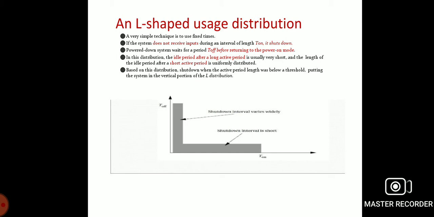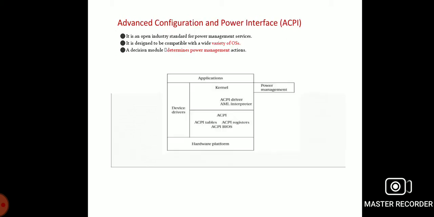So we can discuss the Advanced Configuration and Power Interface, that is ACPI. It is an open industry standard for power management systems. It is designed to be compatible with a wide variety of operating systems, and the decision modules determine the power management actions in the hardware platform, and also the application-oriented devices, device drivers, and the operating system, using the configuration and power interfacing methodology.